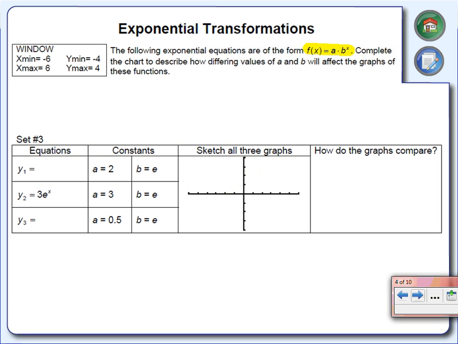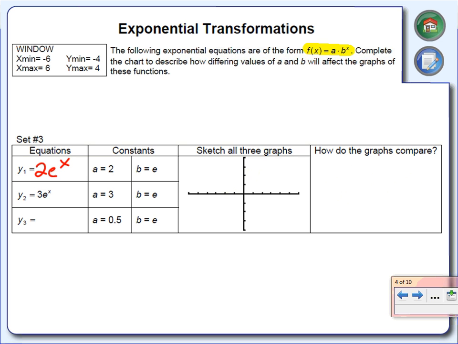Now, in this third set, they didn't give us the first equation. All they told us is what A is and what B is. Well, if I know what A is and B is, don't I know the equation then? Can't I write the equation? Alexander, what would be the equation? Y equals what? All they told us is that A is 2 and that B is e. So what would be the equation? And there it is, 2e to the x power.